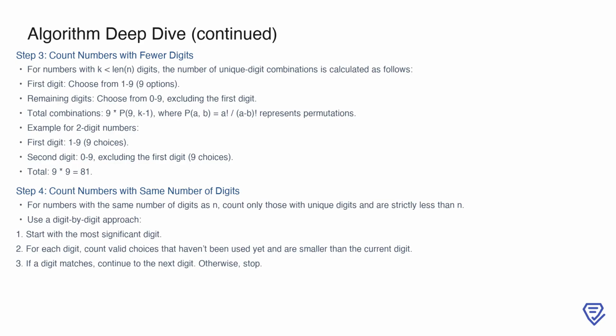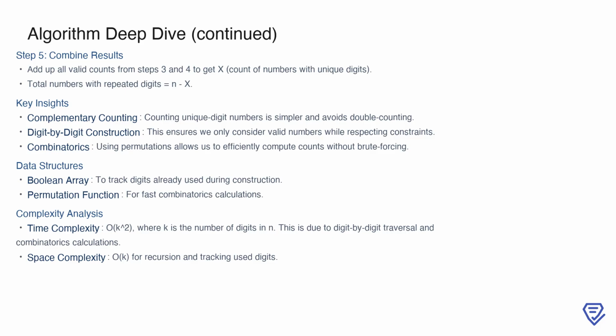If a digit matches the corresponding digit in n, we continue to the next digit. If a digit is smaller, we stop there, as all numbers that follow will already be counted. Finally, we combine the results. By adding up the counts from numbers with fewer digits and numbers with the same number of digits as n, we obtain x, the count of numbers with unique digits. The total count of numbers with repeated digits is then calculated as n minus x.